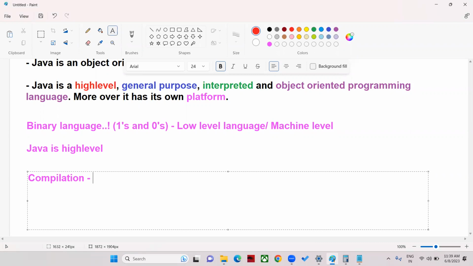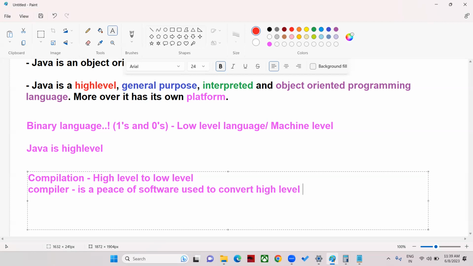Okay. So compilation means high level to low level conversion. The process of converting is called compilation, and the software used for it is called a compiler. A compiler is a piece of software used to convert high level language to low level language. Okay, that is the thing.